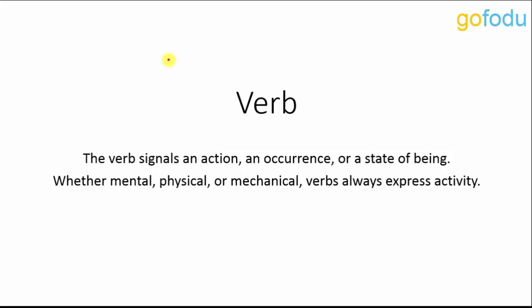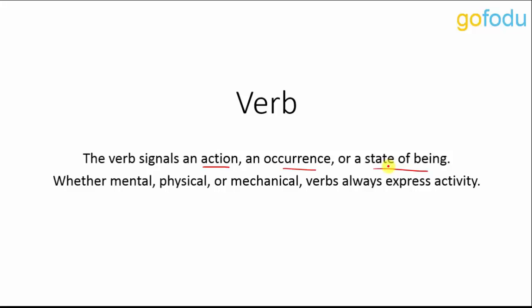In this video, we are going to discuss verbs. A verb is one of the main parts of a sentence or a question in the English language. In fact, we can't have a sentence or a question without a verb. A verb signals an action or an occurrence or a state of being. A verb is actually a word that tells us what a person or animal or thing is doing.